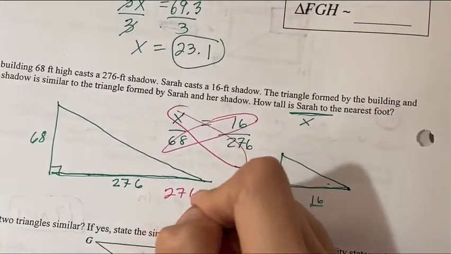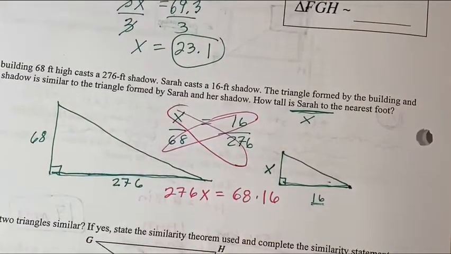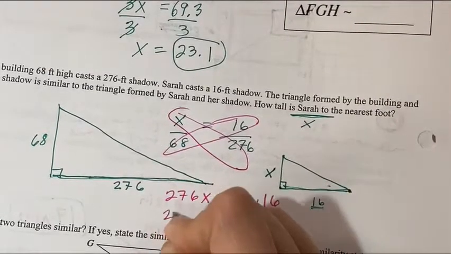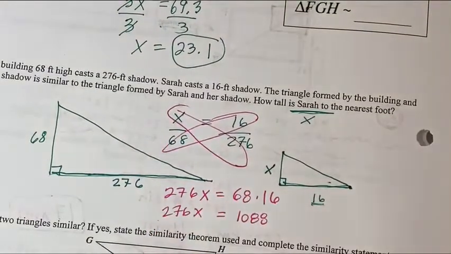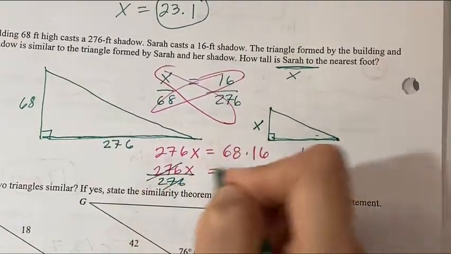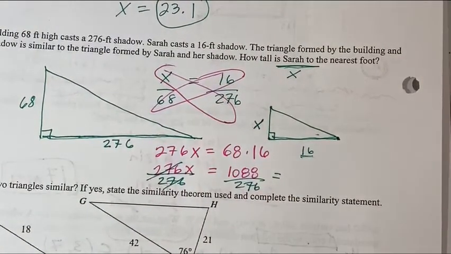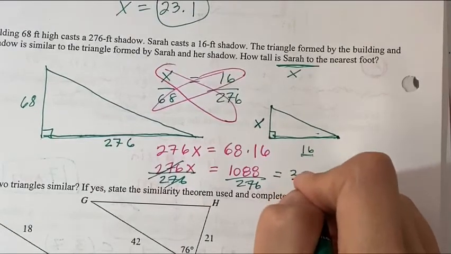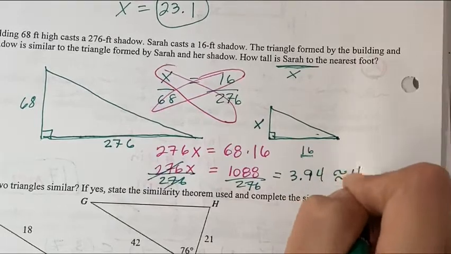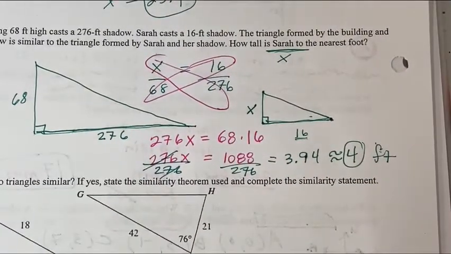So 276 times x is equal to 68 times 16. 68 times 16 is 1088. So let's divide. We get 3.9. Oh, it said round to the nearest foot. So I'd round that up to 4 feet. Okay.